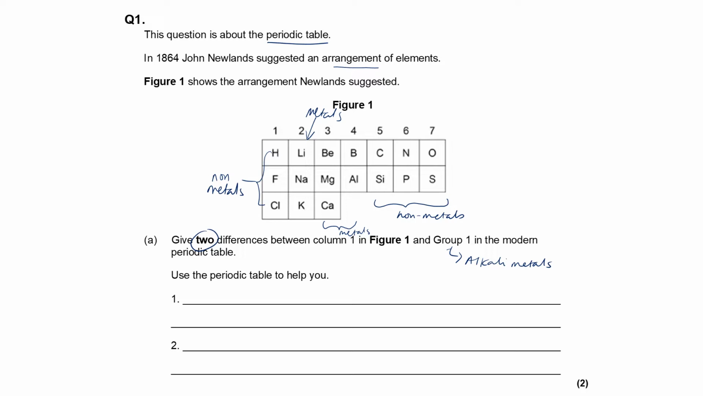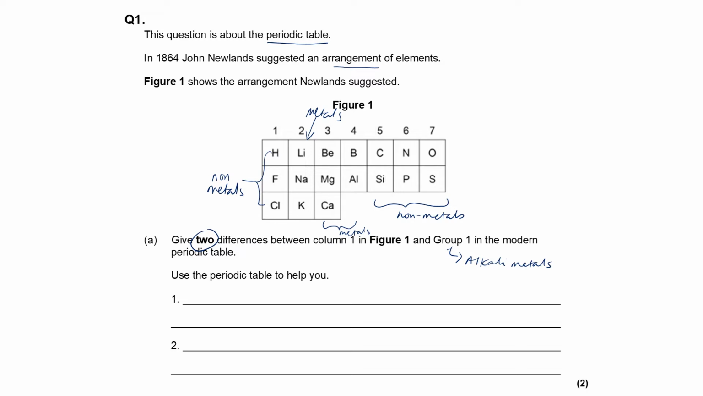Part A says give two differences between column 1 in figure 1 and group 1 in the modern periodic table. Now, in your chemistry paper 1 exam and your chemistry paper 2 exam, you are given a copy of the periodic table. So you will have that to help you, but you do need to know a little bit about it. So I know that group 1 in the modern periodic table is actually full of metals, and it's the alkali metals to be exact, and that's why I have annotated that bit in the question.